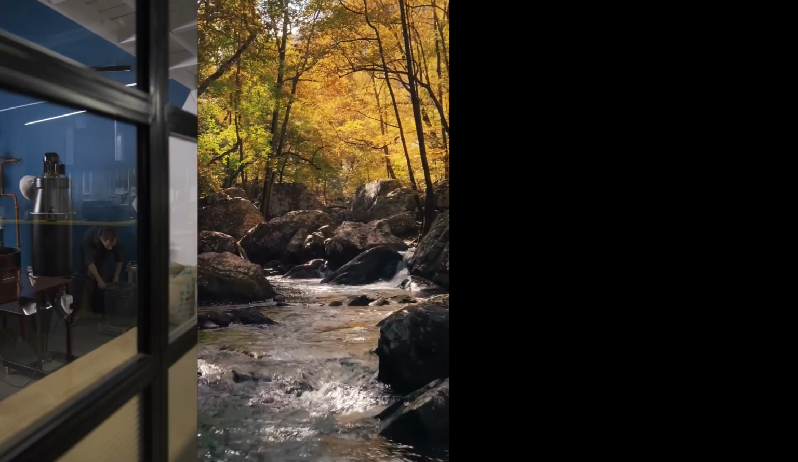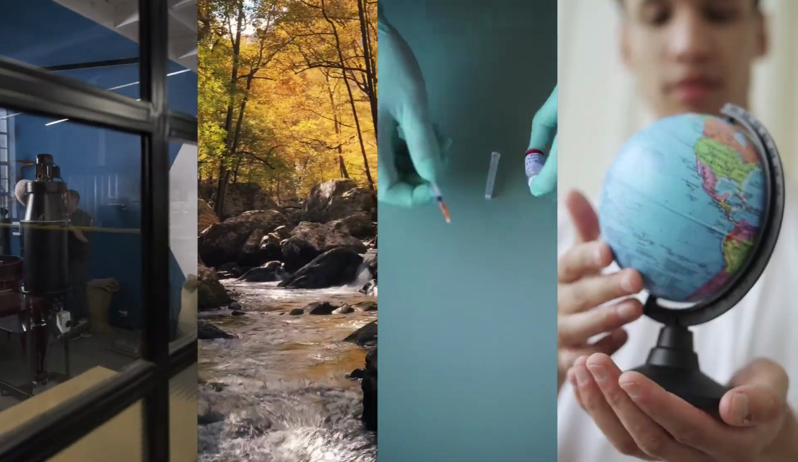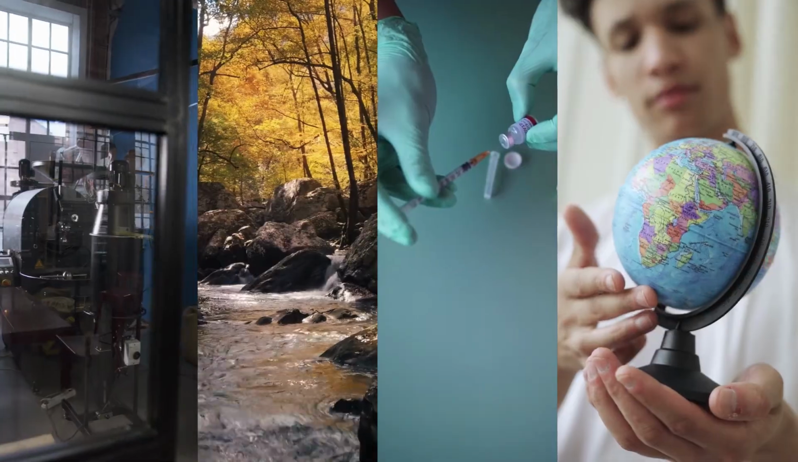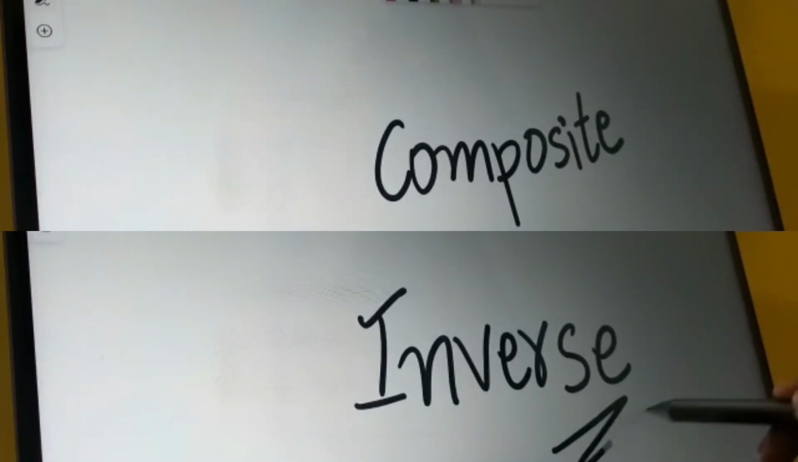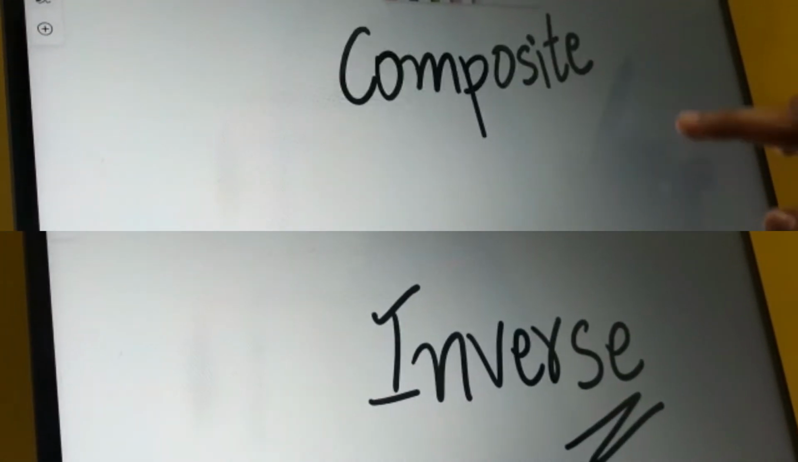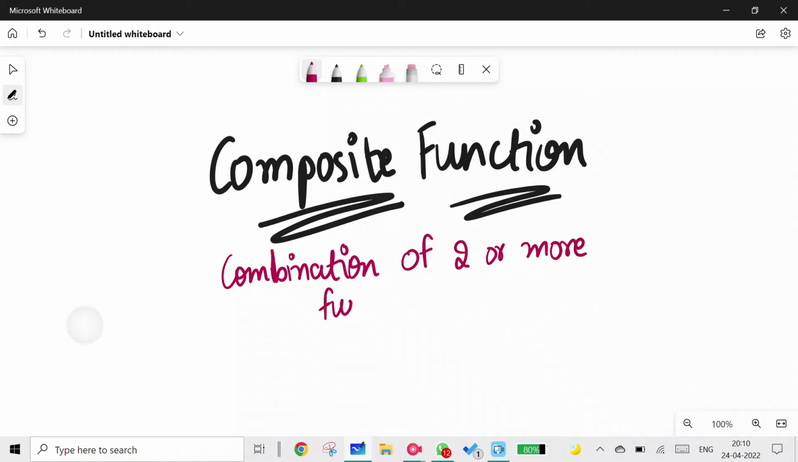We use complex mathematical functions all the time. Functions are actually the building blocks for designing machines, predicting natural disasters, curing diseases, understanding world economies, and keeping airlines in the air. Now, there are several kinds of functions, but the only two you should be bothered about are composite and inverse functions. So, a composite function is basically one that is made up of two or more functions, where the output of one is the input of the other.